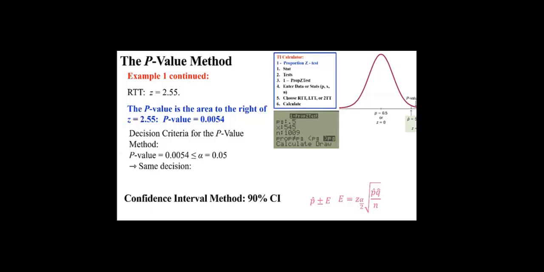So enter 0.5 for p, 545 for x, 1009 for n, and choose greater than. And then calculation will result in the following. It gives you the test statistic and it gives you the p-value. Most calculation is about the p-value, so it gives you the p-value. Now the p-value is 0.005386238 or 0.0054. Okay, if you do the rounding, obviously technology gives you a much better approximation.